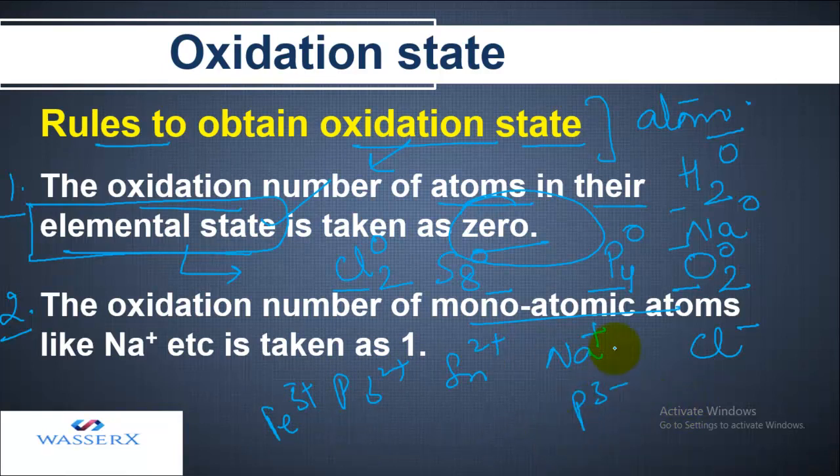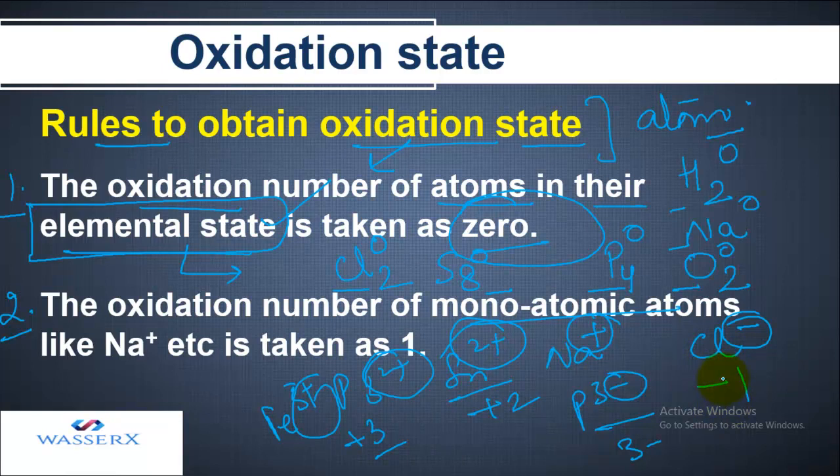So these atoms are carrying charge, whether positive or negative, but the charges on them actually represent their oxidation state. Like if it is Fe3+, its oxidation state is +3. If it is Sn2+, it is +2. If it is P3-, it is going to be -3. If it is Cl-, it is going to be -1. So whatever is the charge on the ion specifies its oxidation state.